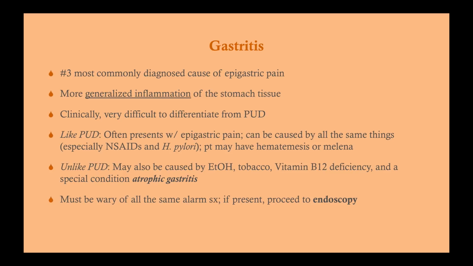The difference from peptic ulcer disease is that gastritis can actually be caused by alcohol alone or by tobacco alone. So alcohol or tobacco is not going to be causative of an ulcer, but it can worsen an ulcer. Whereas with alcohol and tobacco, it can cause gastritis. This can be the causative point behind gastritis. Vitamin B12 deficiency may be associated with gastritis, and then a special condition known as atrophic gastritis, which we'll go into in a little bit.